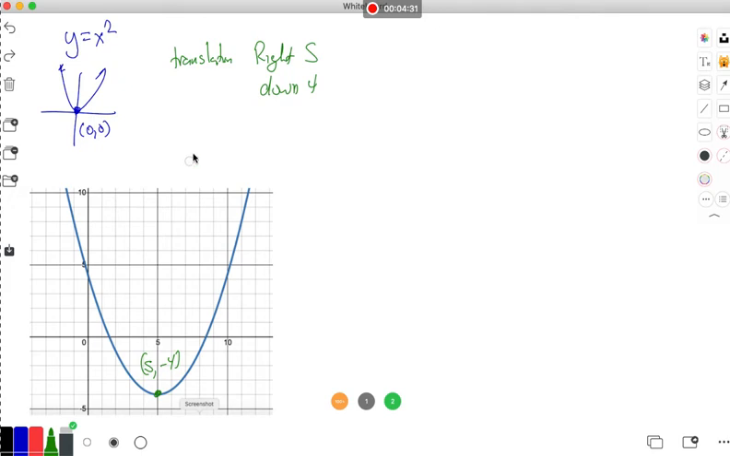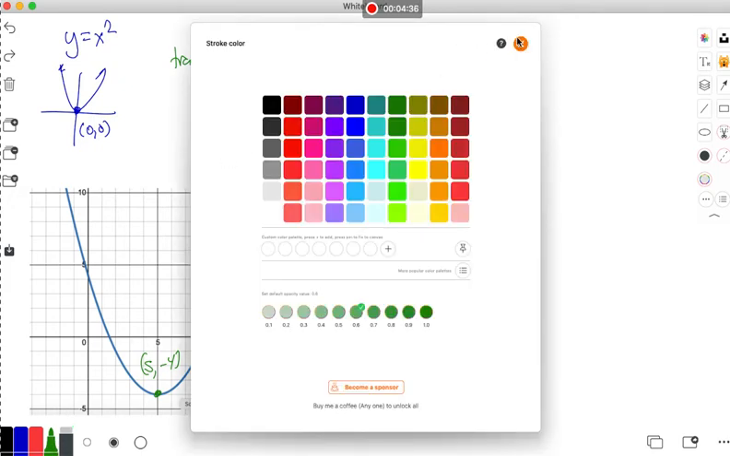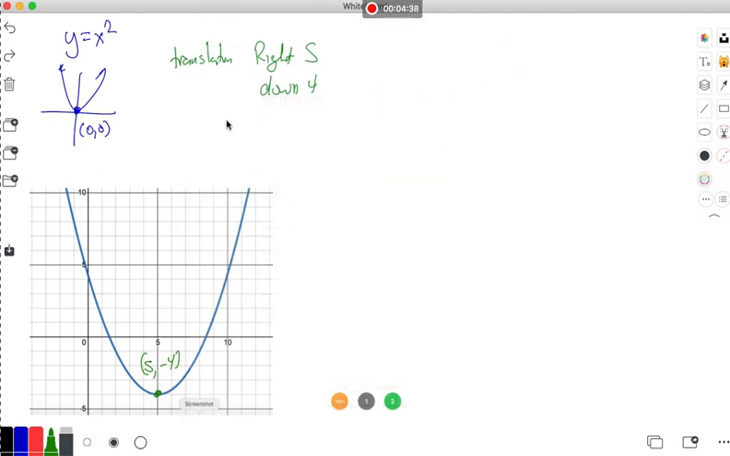because I used it before. Let's be consistent, right? Yeah, I like that color. This is a new drawing program. I'm not sure if I like it or not.